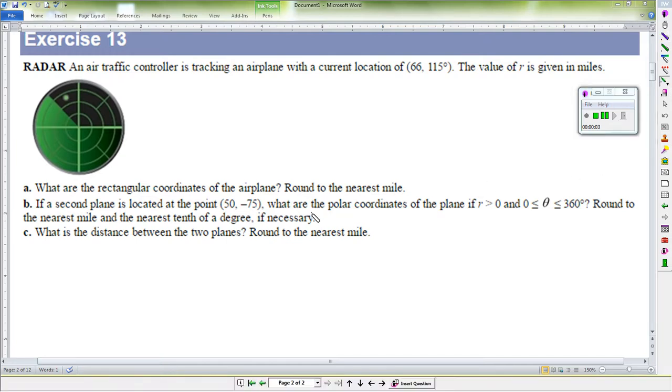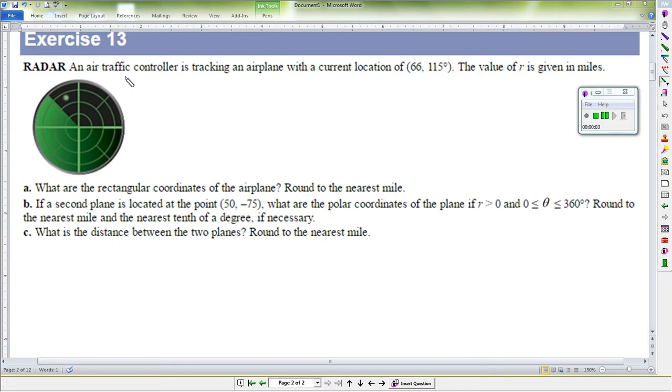Hello my pre-calculus student. In this video we are going to solve one of the applications of polar coordinates in real life. So let's begin with the following problem.